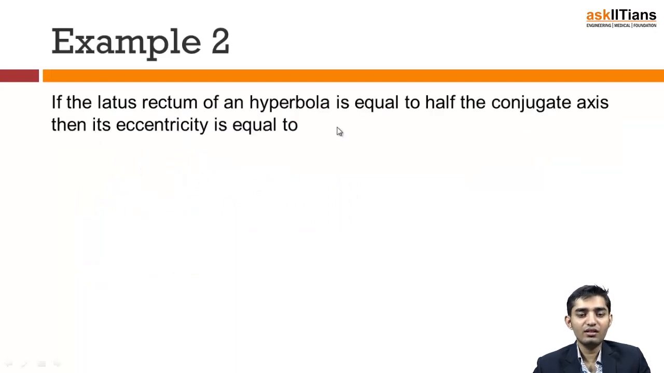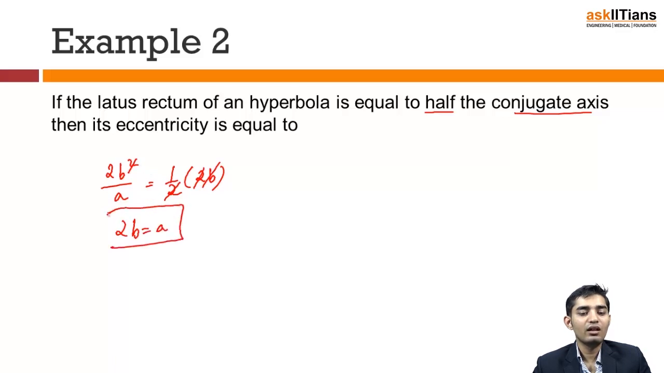Suppose the latus rectum of the hyperbola is equal to half the conjugate axis, right? So the latus rectum of the hyperbola is 2b²/a. So the length of the latus rectum is equal to half the length of the conjugate axis. What is the length of the conjugate axis? The length of the conjugate axis will be 2b. So this 2 will get cancelled, b and b will also get cancelled. So basically I will get 2b equal to a.